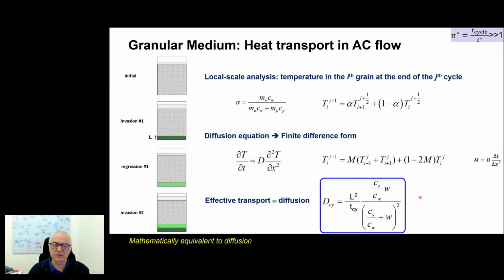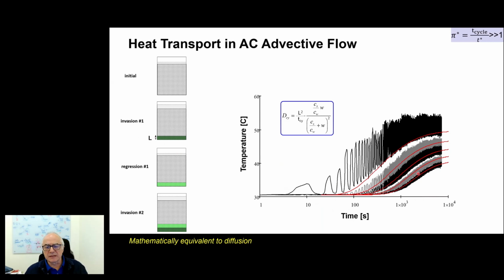Another very elegant solution, and let's test it. And when we do test it, the red shows the predictive temperature profiles in a column where we are injecting and extracting water. The cycles look not very nice because we are stretching the scale in time, but the cycles were actually a constant period cycle. Indeed, there is accelerated heat transport, which is mathematically equivalent to diffusion.